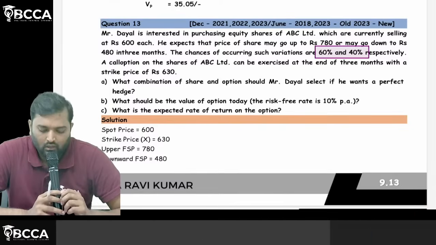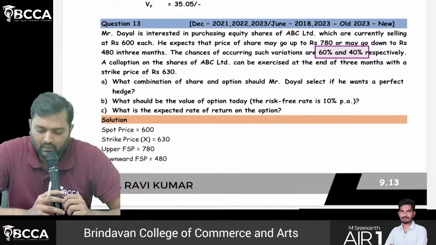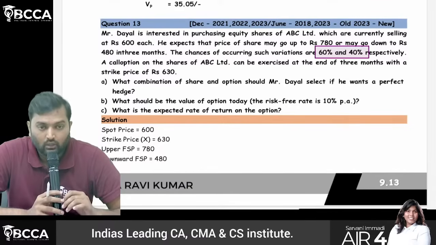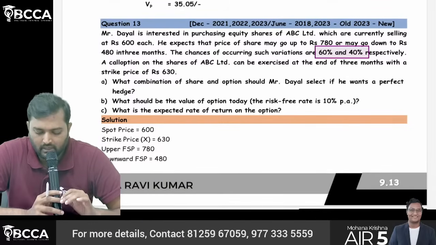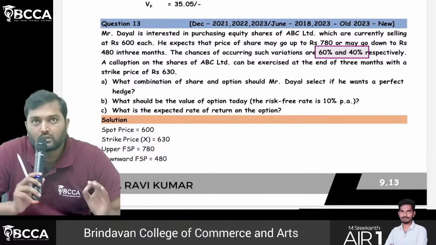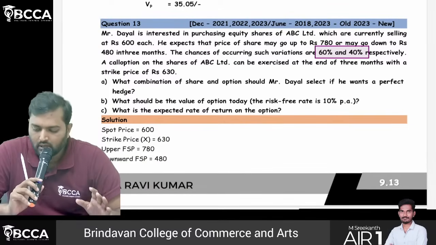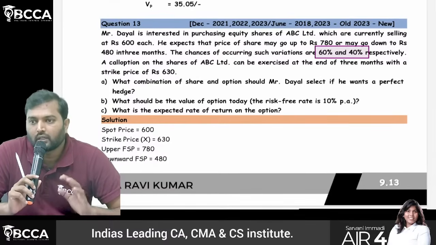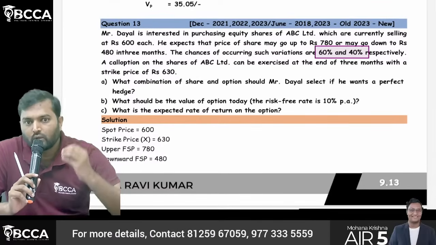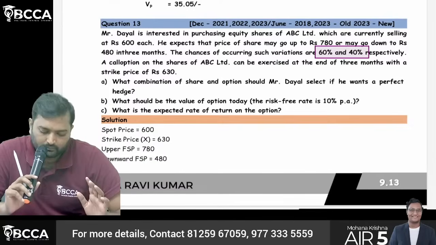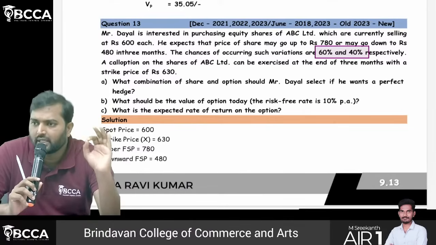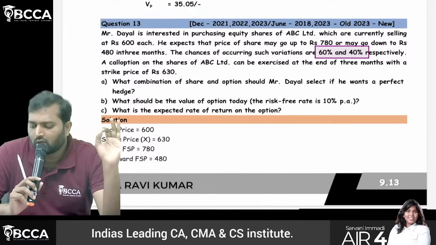60-40. A call option on the shares of ABC Limited can be exercised at the end of 3 months with a strike price of rupees 630. What combination of a share and option should Mr. Dayal select if he wants a perfect hedge? Nowhere have they mentioned that it is a binomial model.